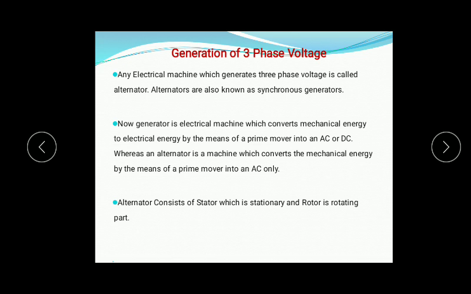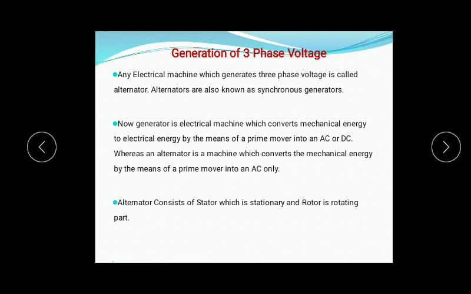whereas an alternator is a machine which converts mechanical energy to electrical energy by means of a prime mover into AC only. Right. So a generator is a machine which converts mechanical energy to electrical energy by means of a prime mover into AC or DC. So in generators we have AC generators, and also DC generators. Therefore it is saying it can generate AC or DC. But an alternator is a machine which converts mechanical energy to electrical energy by means of a prime mover into AC only.